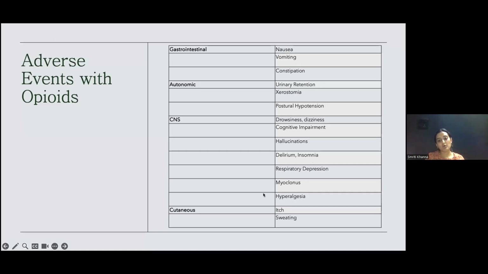Sometimes you have myoclonus and hyperalgesia, which is the CNS hyperexcitability part of opioids, which I was discussing, which is M3G mediated. And for these, you may need to reduce or even stop the opioid medication. So this is one of the adverse events to look out for. And then cutaneous, there is itch and sweating that can be associated with opioids.